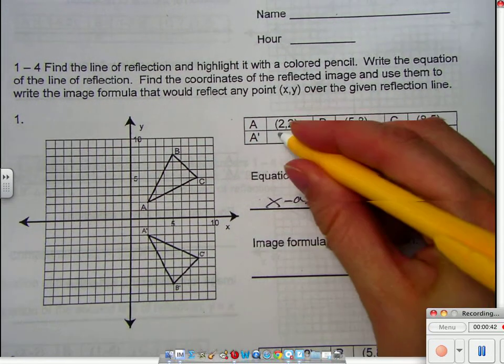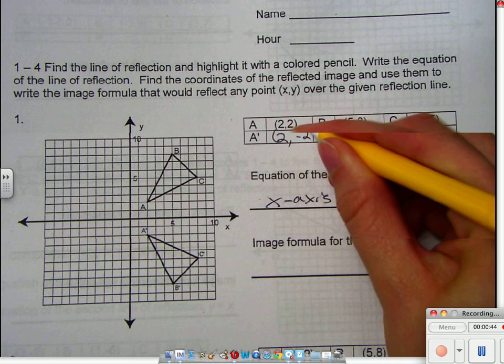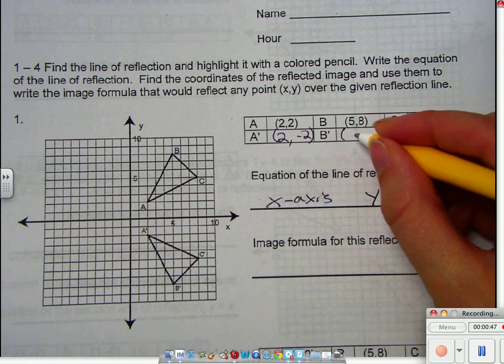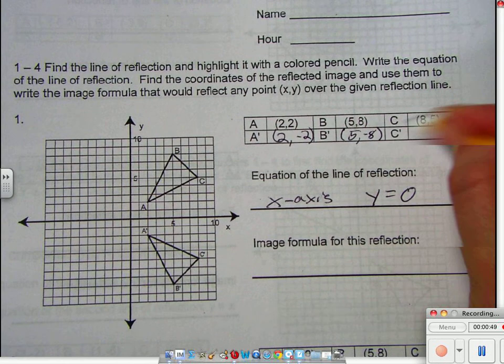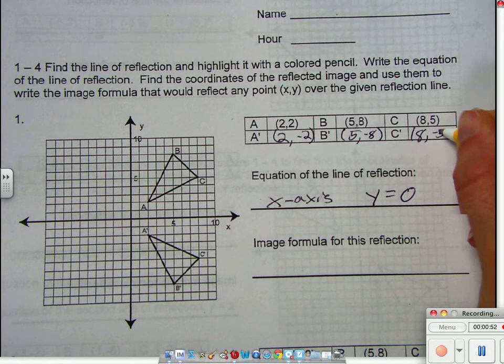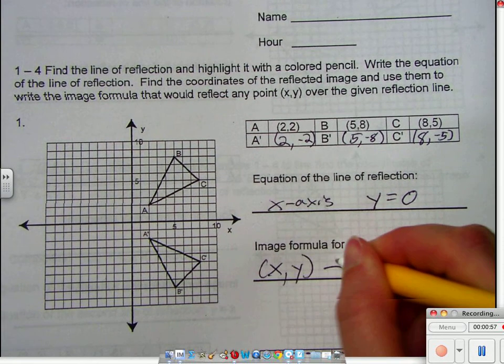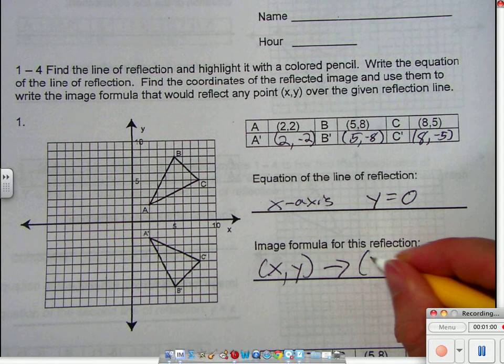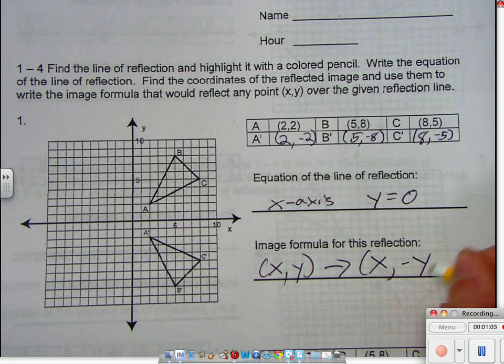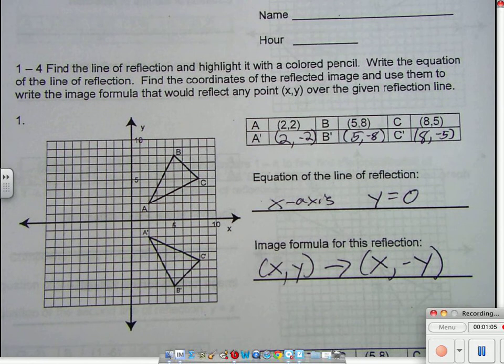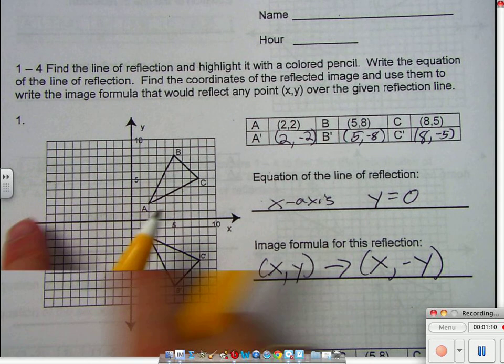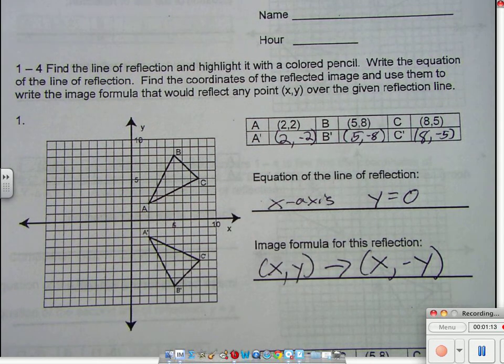So the first part is, what is A going to be? A is 2, negative 2. B is, and C is? Okay, so we obviously see the pattern, right? It goes from x comma y to what? X comma negative y. All right? I'm going to leave it at that. So if the x-axis is y equals 0, what would the y-axis be? X. Yes.